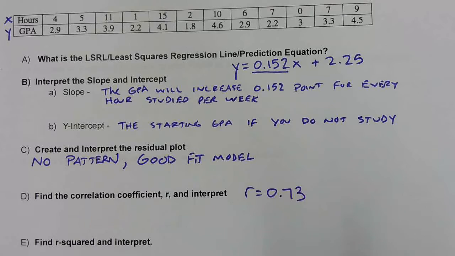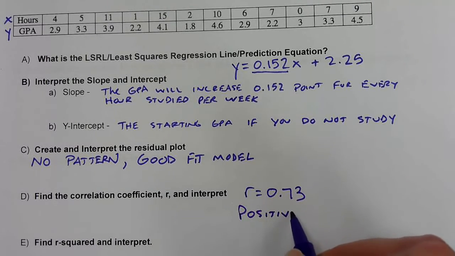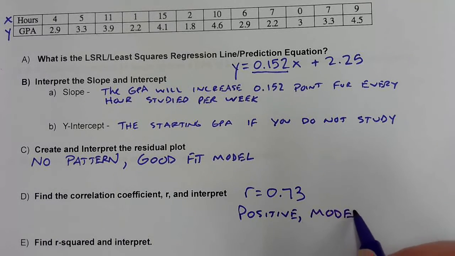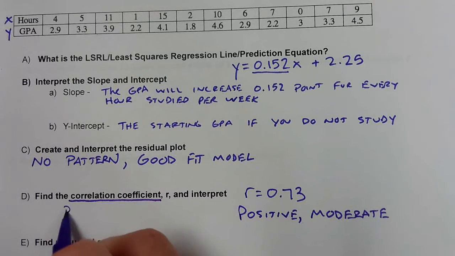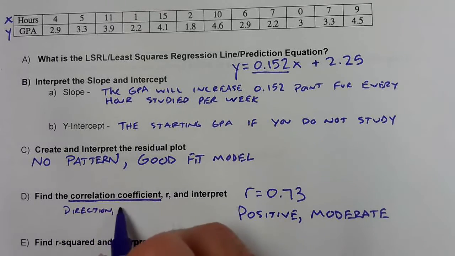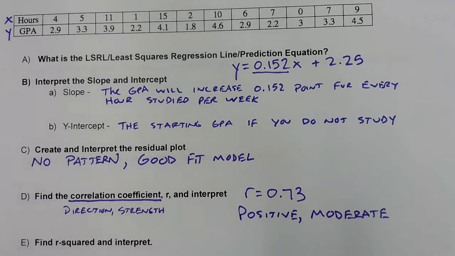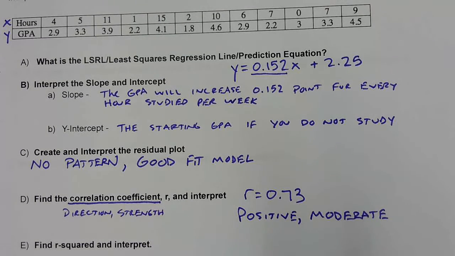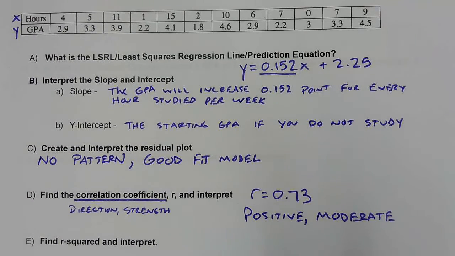To interpret the R value, we're going to say the direction, so it's positive, and the strength, moderate. Remember that the correlation coefficient tells us direction and strength. It does not tell us if it's a good fit or bad fit. Only the residual plot tells us if it's a good fit or bad fit.